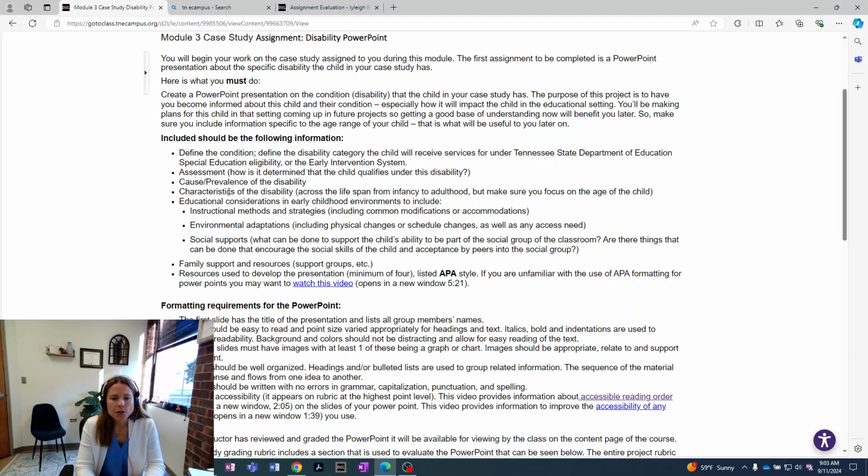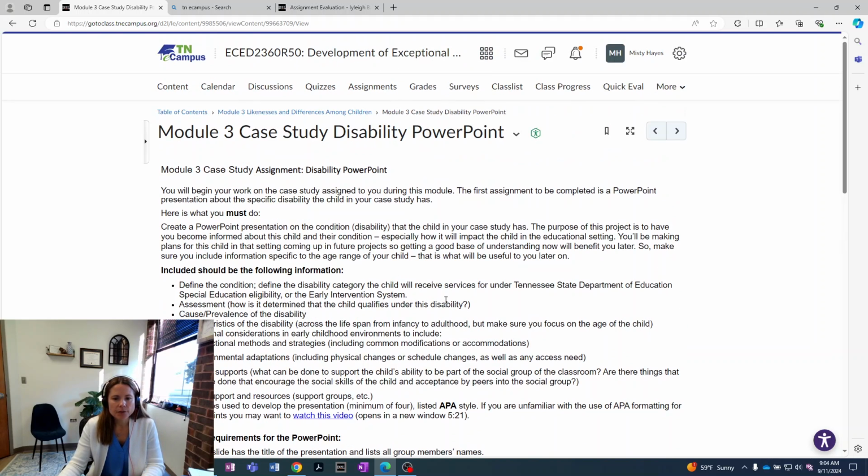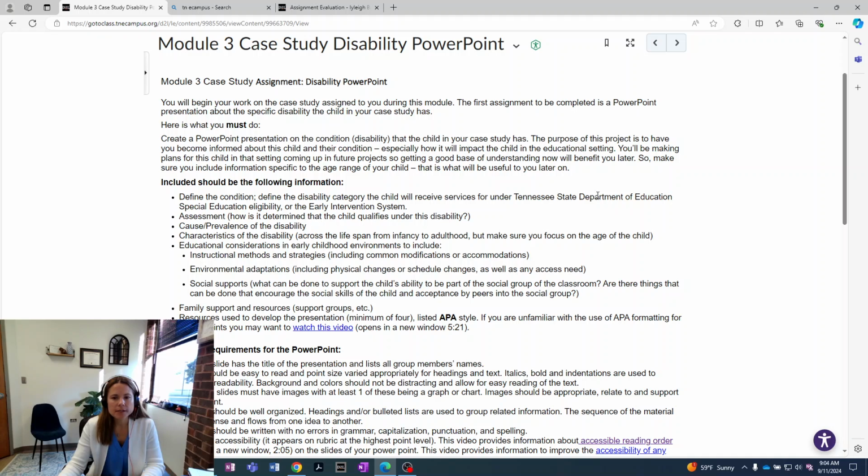So one of the things that you will be including in the very last slide that you create will be your resources. So I mentioned 2 resources I give you here at the very top. You will cite those in APA format, which is the Tennessee State Department of Education, Special Education Eligibility, and then the Early Intervention System. So that's 2 right there you're going to cite.